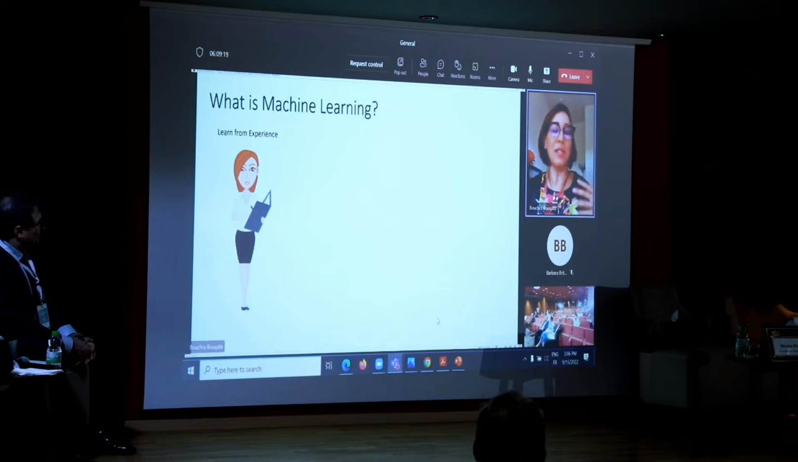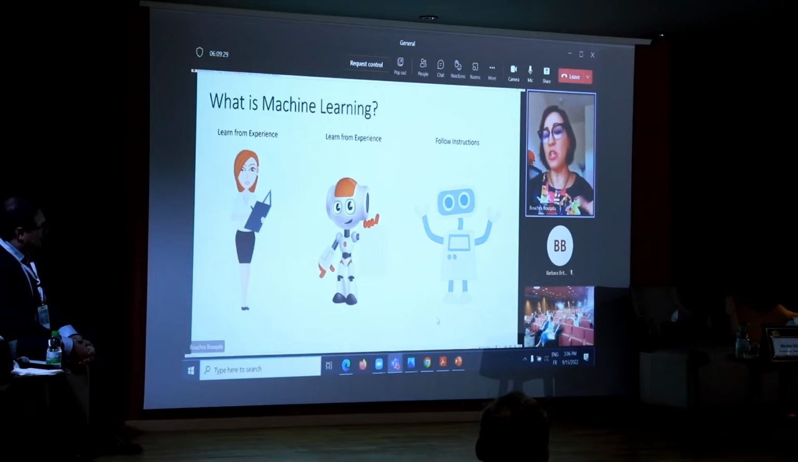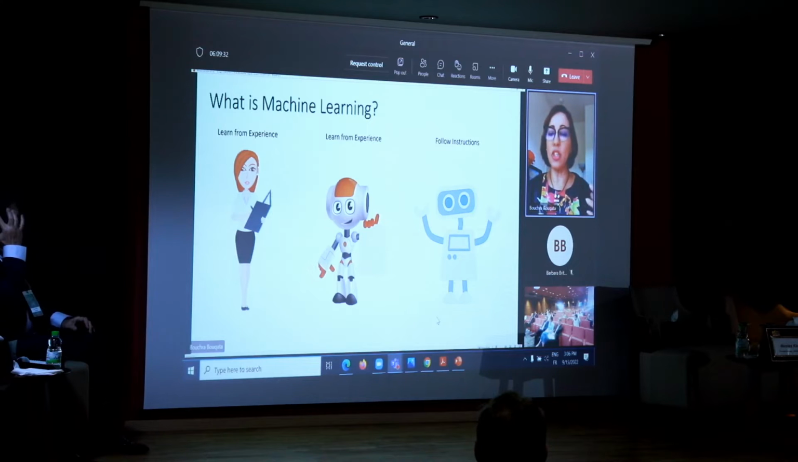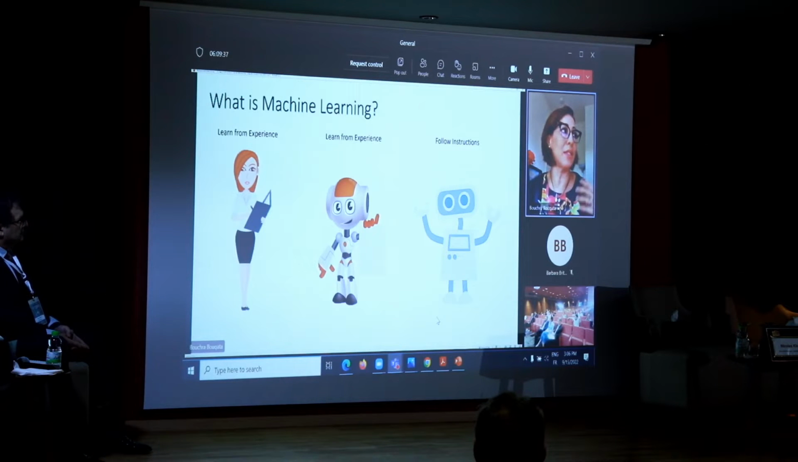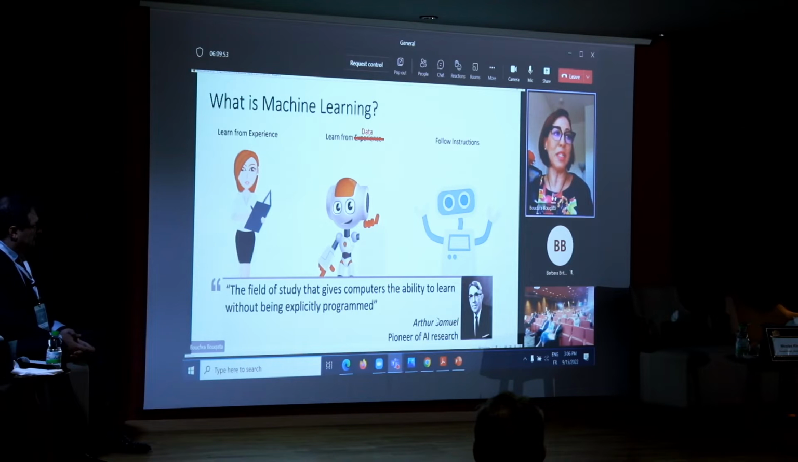Machine learning. As humans, we learn from experience. Machines follow instructions, if-then statements; these are rule-based systems. With machine learning and AI, it's really about how we can teach machines to learn from experience, getting closer to that human way of learning. But because they don't have real experience, what we have is data for them. The pioneer of AI research, Arthur Samuel, said that machines can learn without being explicitly programmed.